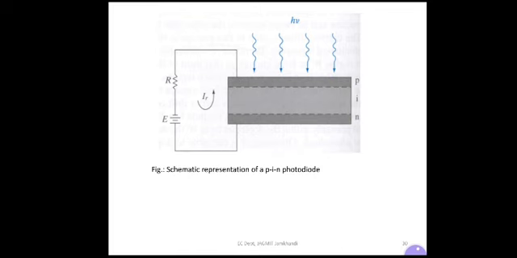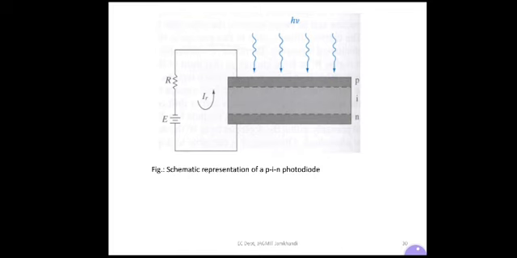So this figure shows the schematic representation of a PIN photodetector. As you can observe from the figure, PIN stands for P, the P type semiconductor, I, the intrinsic semiconductor, and N, the N type semiconductor. So the intrinsic semiconductor is sandwiched between the P and N.